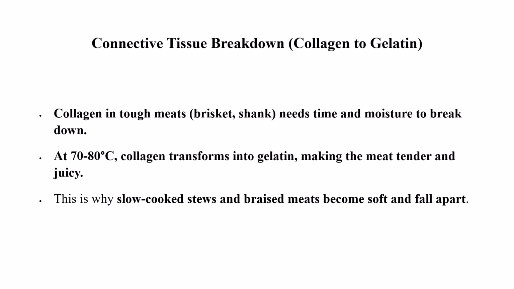Connective tissue breakdown. Collagen in tough meats needs time and moisture to break down into gelatin, making the meat tender. This process occurs at temperatures between 70 to 80 degrees Celsius, which is why slow cooked stews and braises become so tender.